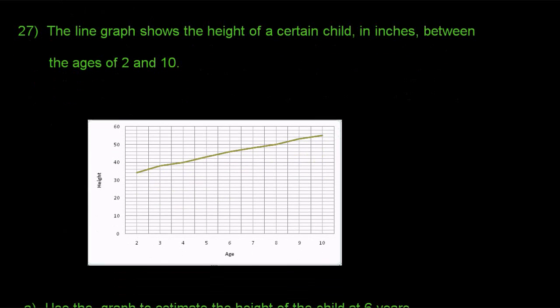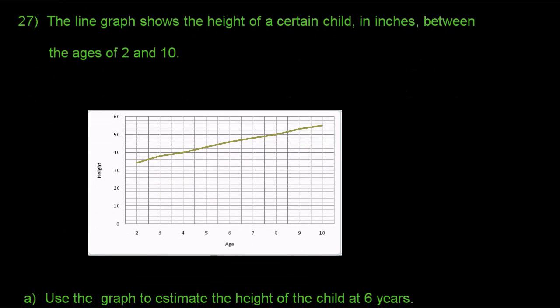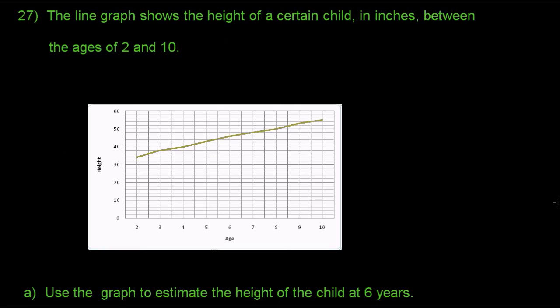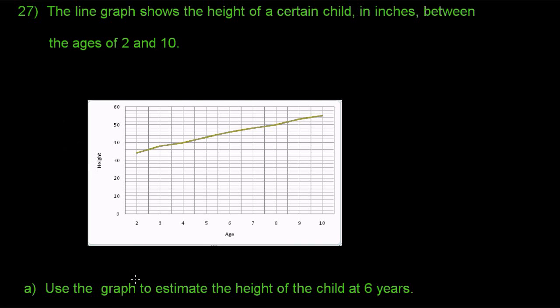We've worked with bar graphs before, but not line graphs. The next problem has a line graph in it. And problem 27 reads, the line graph shows the height of a certain child in inches between the ages of 2 and 10, and that'll be in years. The height is on the vertical axis, that'll be in inches, and age is on the horizontal axis, that'll be in years. And it wants us to use the graph to estimate the height of the child at 6 years.